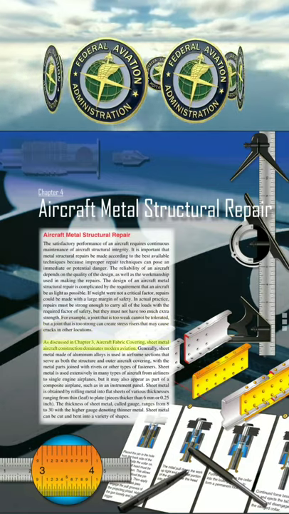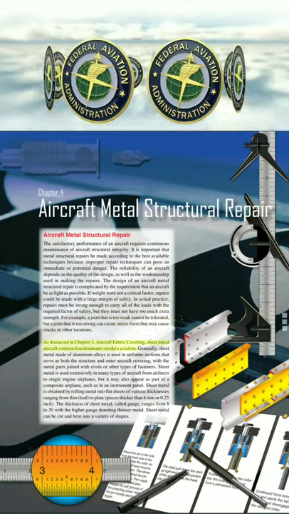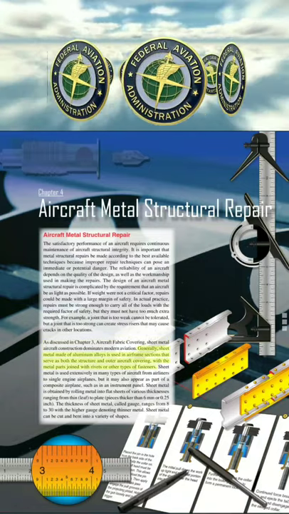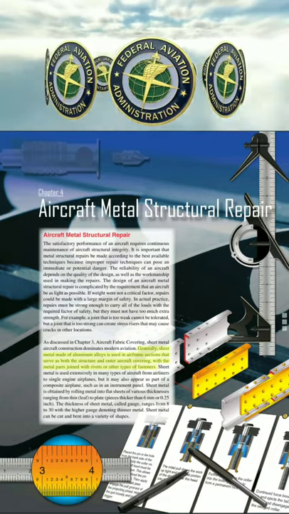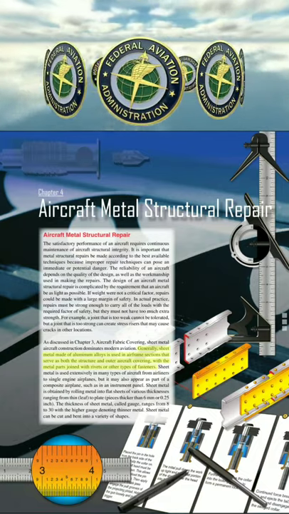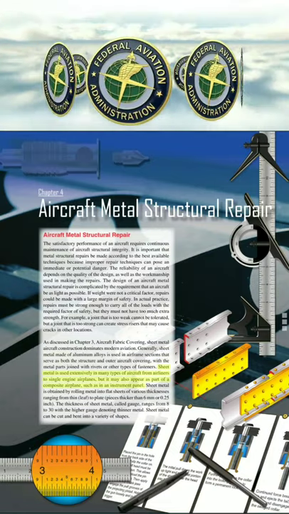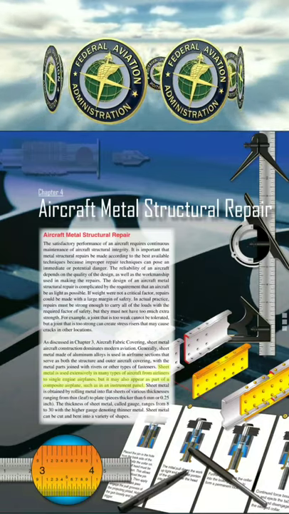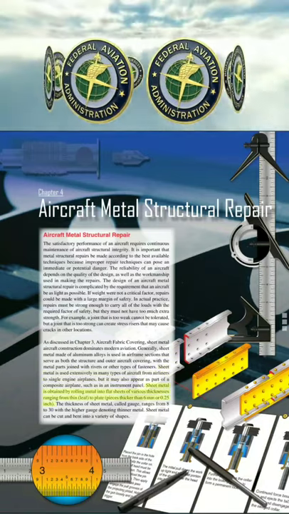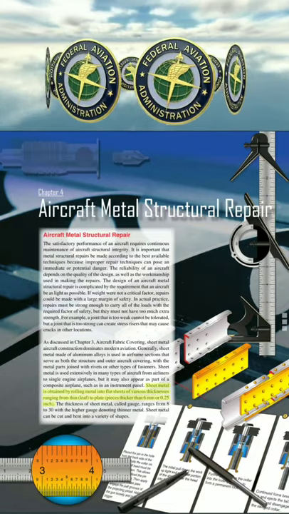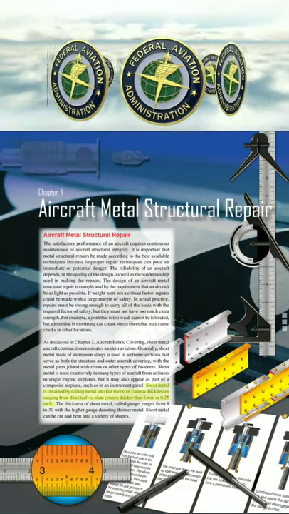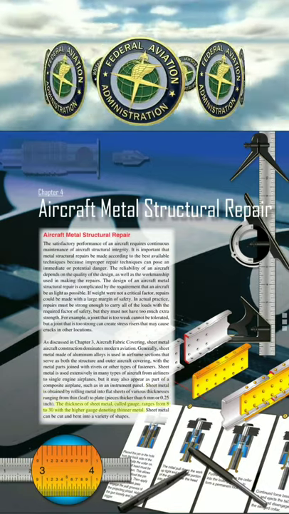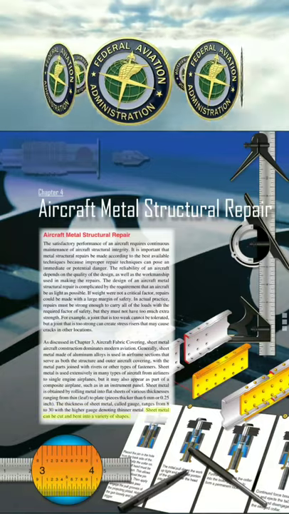As discussed in Chapter 3, Aircraft Fabric Covering, sheet metal aircraft construction dominates modern aviation. Generally, sheet metal made of aluminum alloys is used in airframe sections that serve as both the structure and outer aircraft covering, with the metal parts joined with rivets or other types of fasteners. Sheet metal is used extensively in many types of aircraft from airliners to single-engine airplanes, but it may also appear as part of a composite airplane, such as in an instrument panel. Sheet metal is obtained by rolling metal into flat sheets of various thicknesses ranging from thin leaf to plate, pieces thicker than 6 mm or 0.25 inch. The thickness of sheet metal, or gauge, ranges from 8 to 30, with the higher gauge denoting thinner metal. Sheet metal can be cut and bent into a variety of shapes.